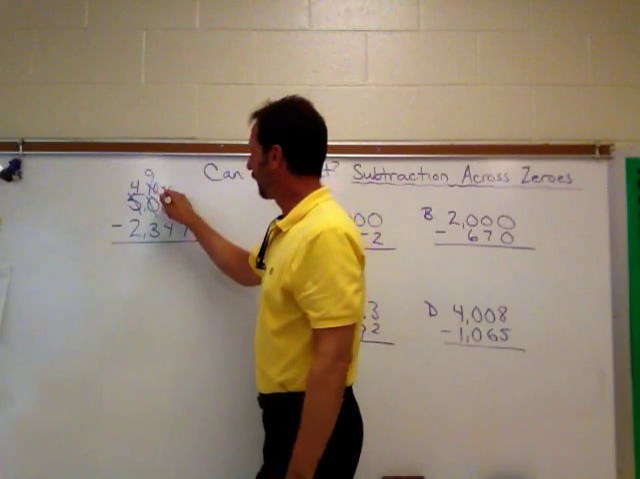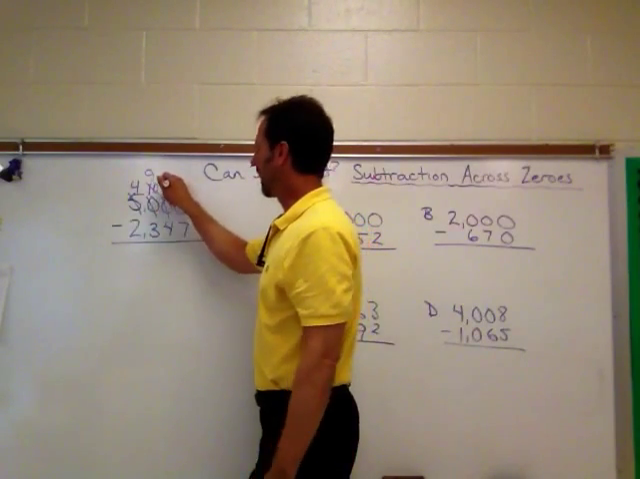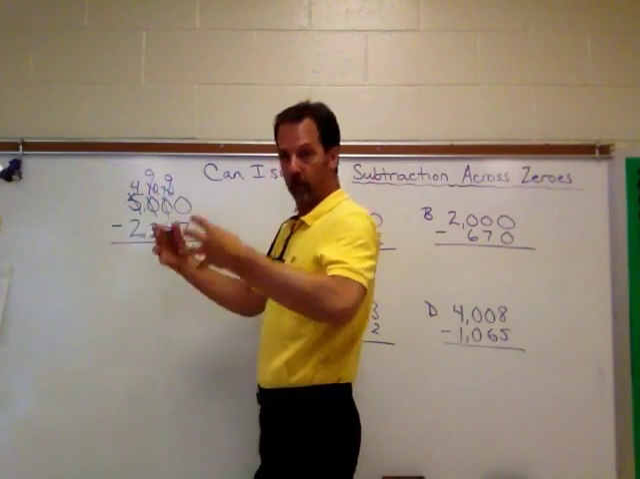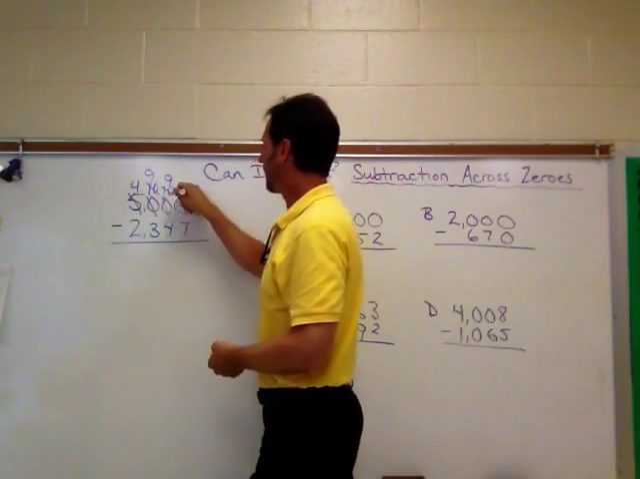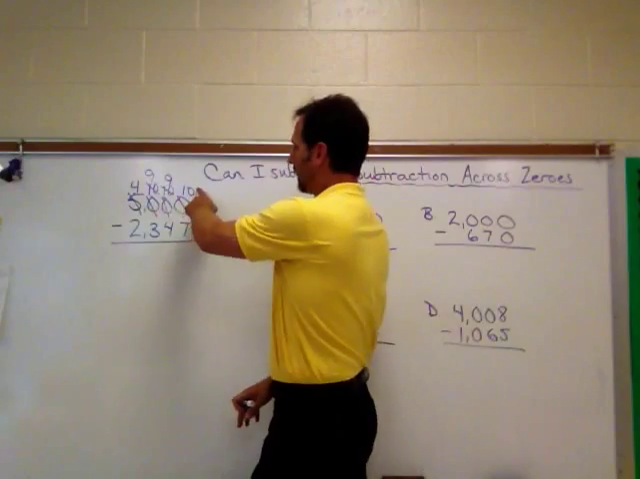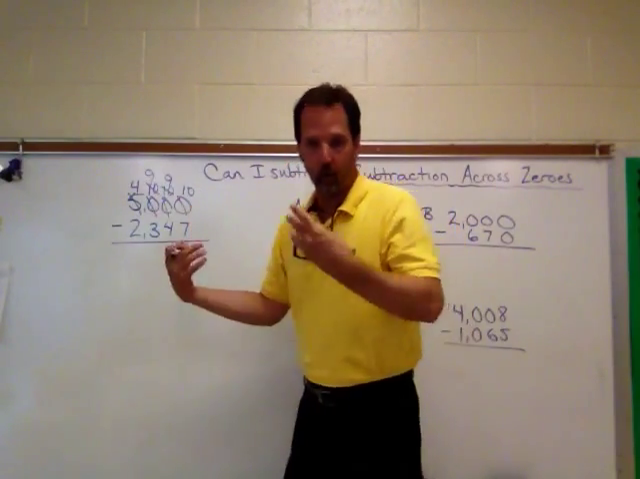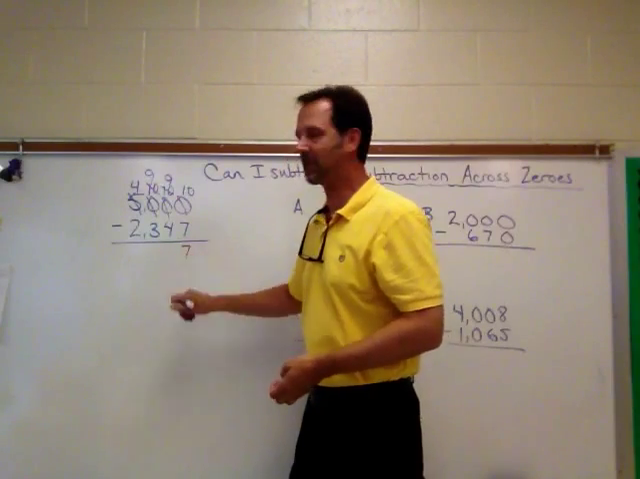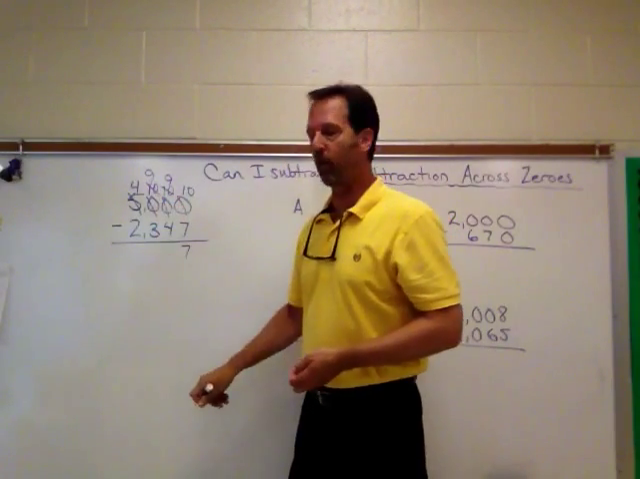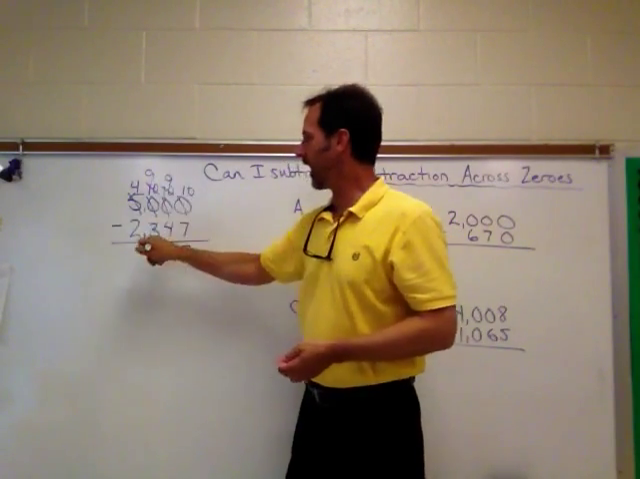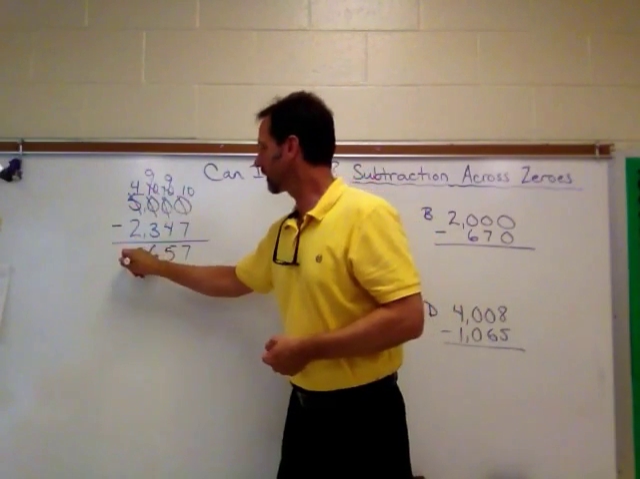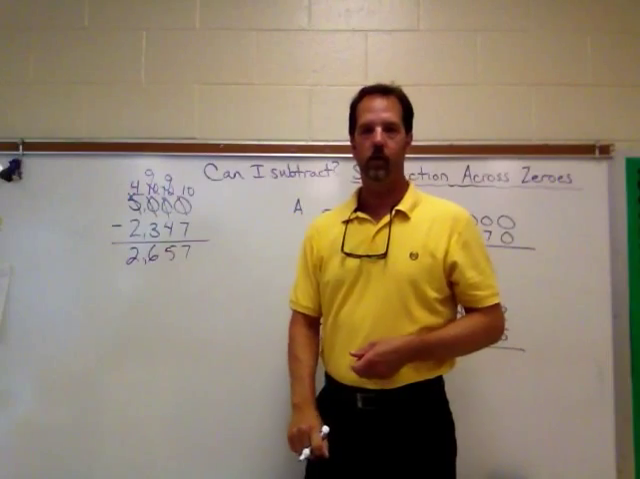So I'm going to borrow from the tens. It's a 9, because it gets smaller. The 0 becomes larger. It's a 10. 10 minus 7, now I can go ahead and do all my subtraction. I can subtract now. 10 minus 7 is 7. 9 minus 4 is 5. 9 minus 3 is 6. 4 minus 2 is 2.